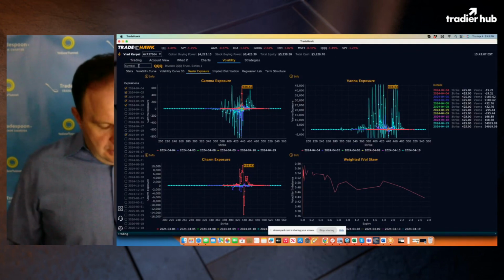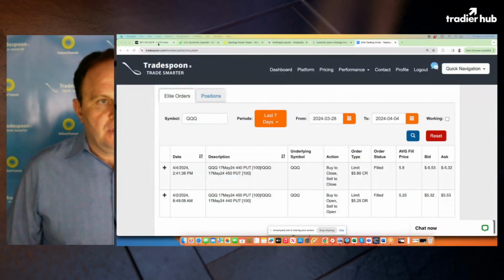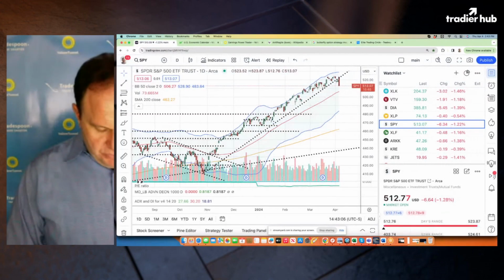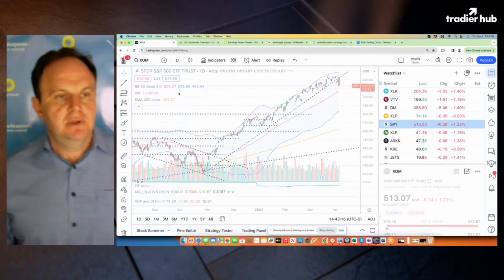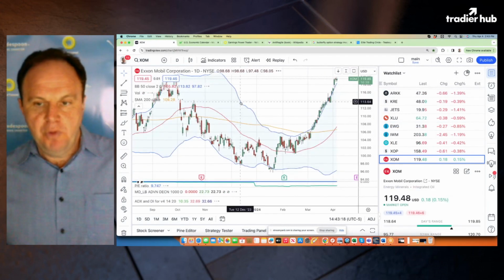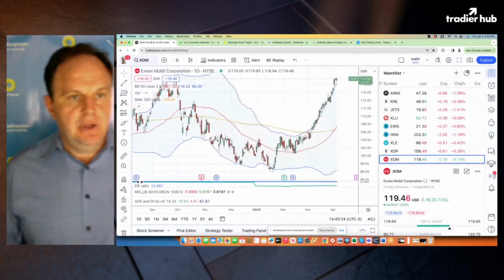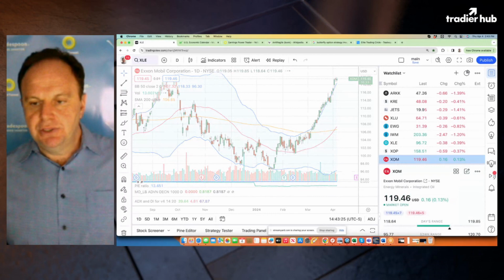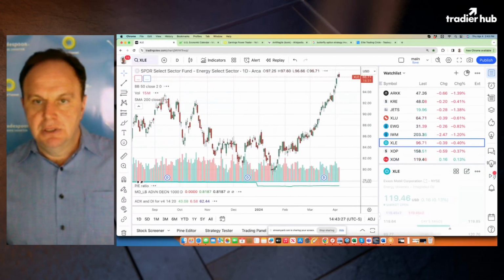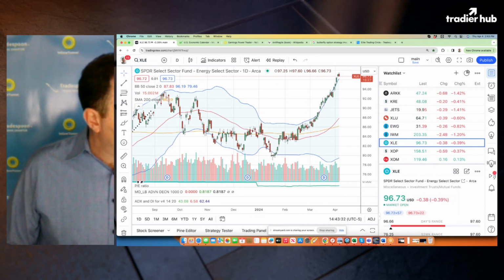All right, so let's look at ExxonMobil. Let's see which levels are well supported, which not. ExxonMobil is one of the... So I do have energy exposure, ExxonMobil. So ExxonMobil looks like it's still positive. XLE energy is slightly down, but nothing major.